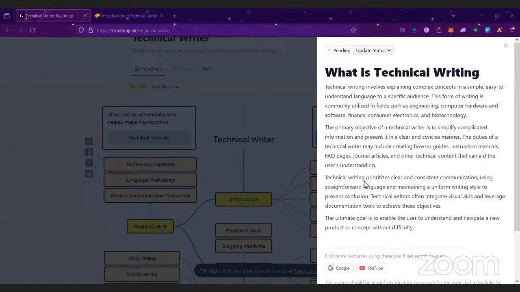And the ultimate goal of this writing is that the user understands. Why would you create software that you don't want a user to understand? Why would you even write for people not to understand? It doesn't even make any sense. So the ultimate goal basically is that people understand what you're trying to say, no matter how complex it is.